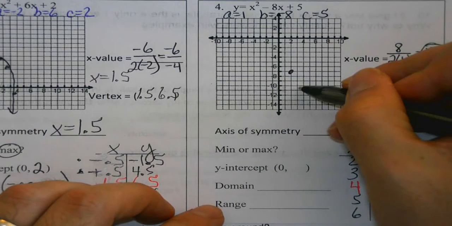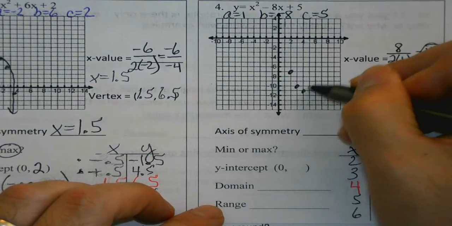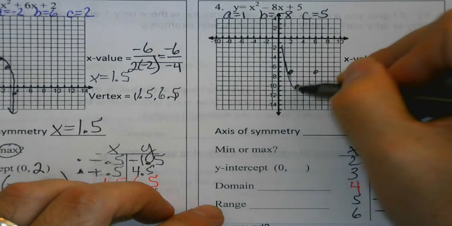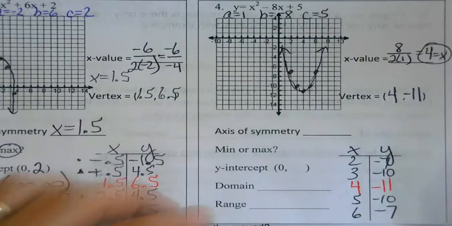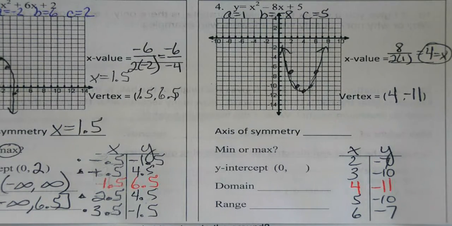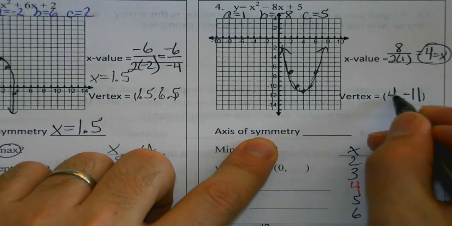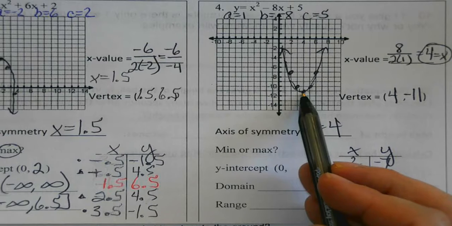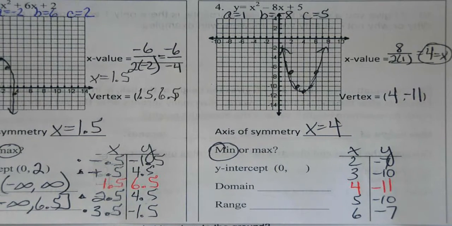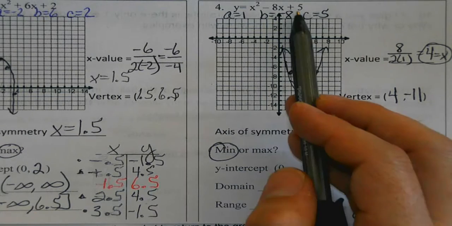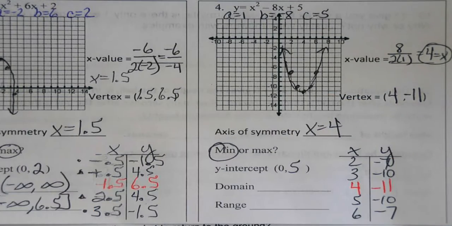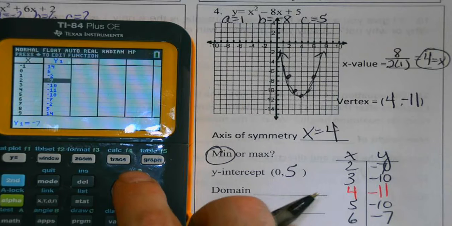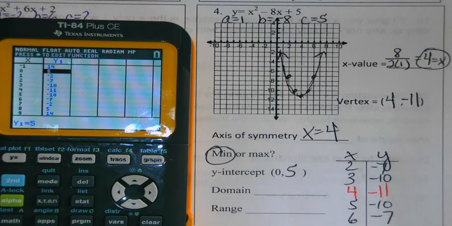So I'll go ahead, I'll get these plotted. And now I can answer all the rest of my stuff. My axis of symmetry is still the x value of my vertex. My vertex is at the bottom of my graph, so it's a minimum. My y-intercept, again, I have choices. If I remember that it's just the c value at the end, that's great. If I don't remember that, as long as I remember the intercept is when x equals 0, I can still find it on the chart.